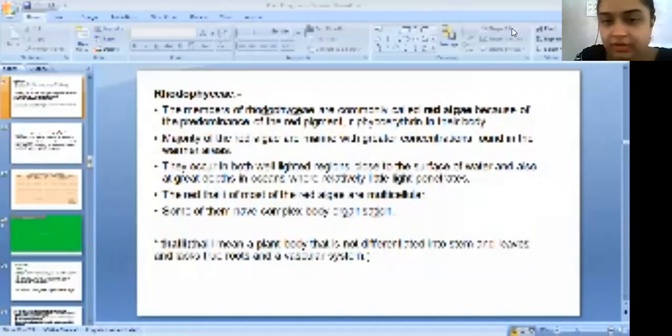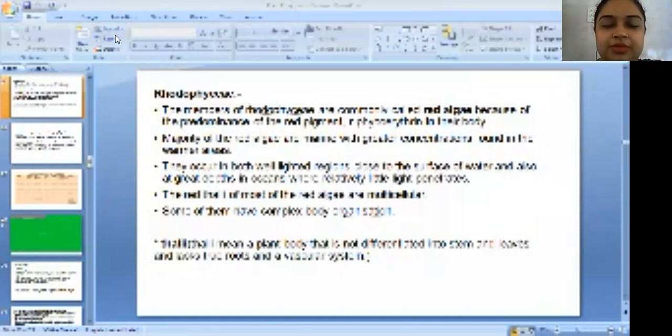Anyways, Rhodophyceae we will start with. What is Rhodophyceae? Yashvi, do you remember anything? First of all, the name suggests Rhodophyceae. So what will be its color? It's red colored algae. Very good. Due to presence of which pigments? R-phycoerythrin.